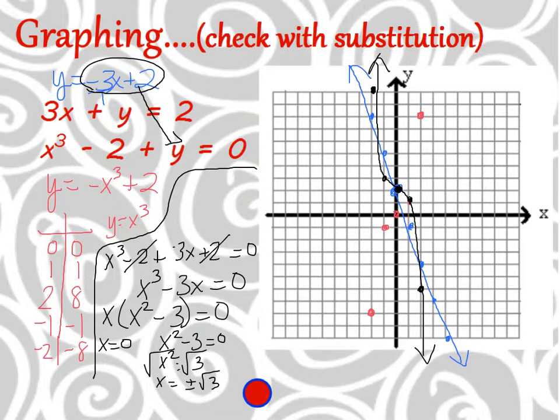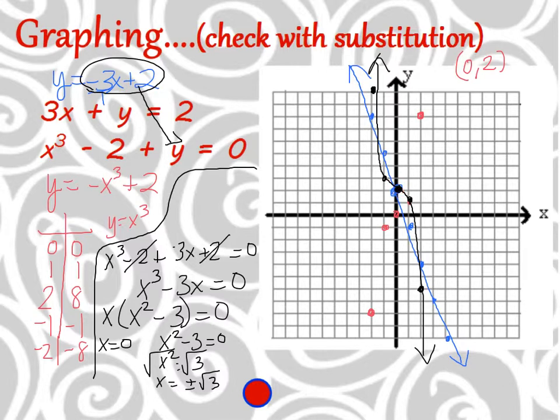So the first one, when x was 0, if I wanted to check what's the y value that goes with it, then it's going to go right here. So negative 3 times 0 is 0, plus 2 is 2. So one of my solutions would be x equals 0 when my y value is 2, which makes sense because that's this point right here that I had already found by graphing. So that matches, so that makes me feel good.